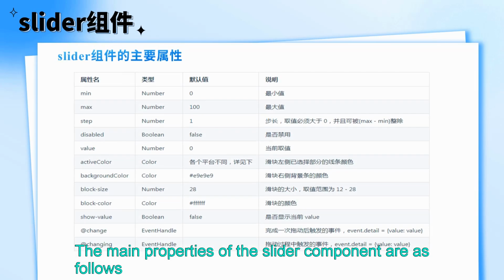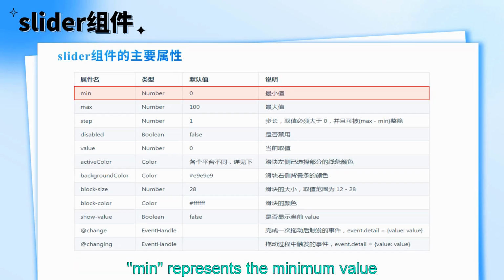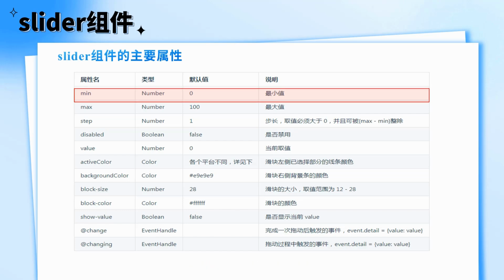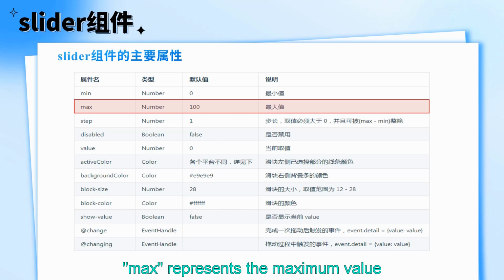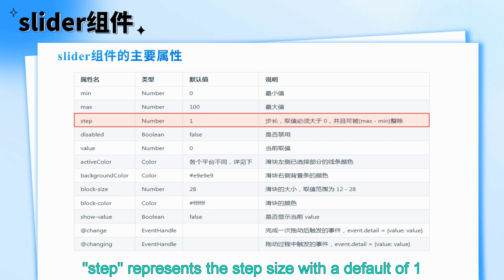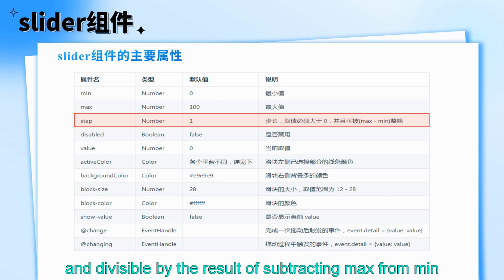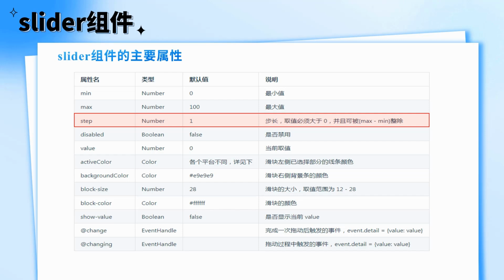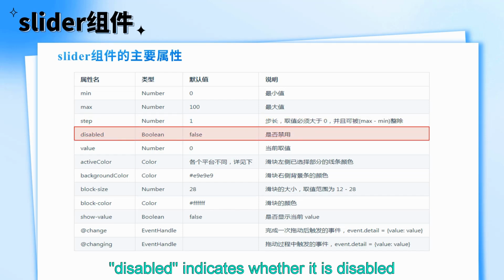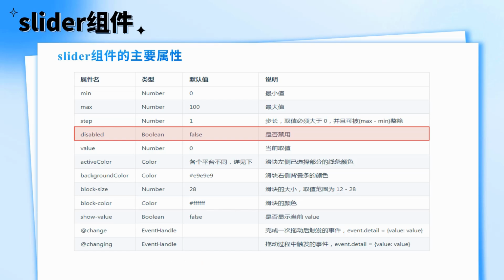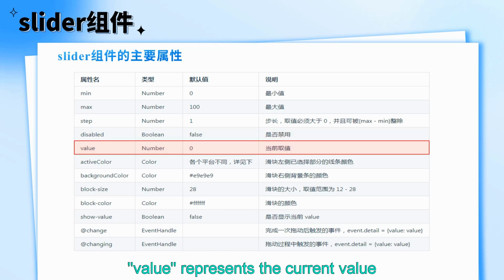The main properties of the slider component are as follows. Min represents the minimum value with a default of 0. Max represents the maximum value with a default of 100. Step represents the step size with a default of 1. Note that the step size must be greater than 0 and divisible by the result of subtracting min from max. Disabled indicates whether it is disabled. Value represents the current value.